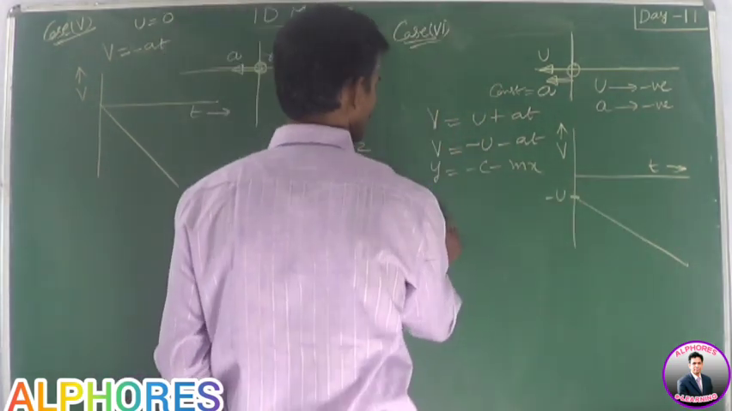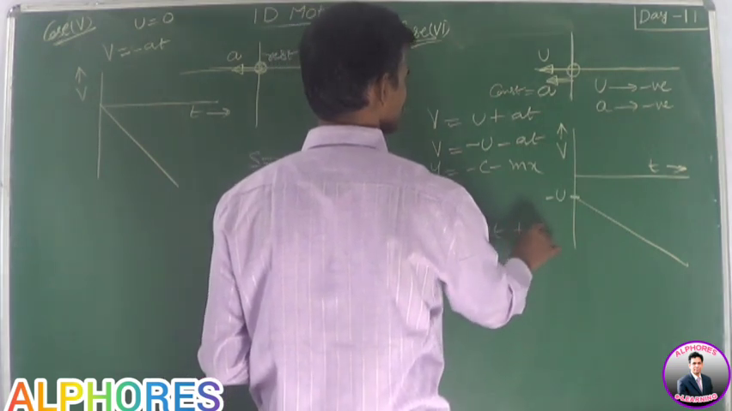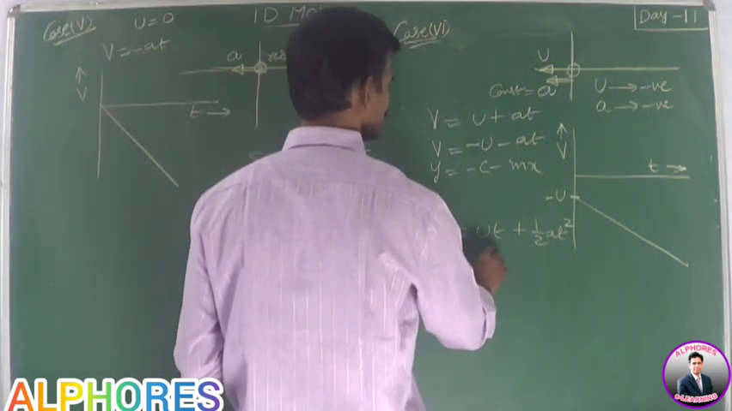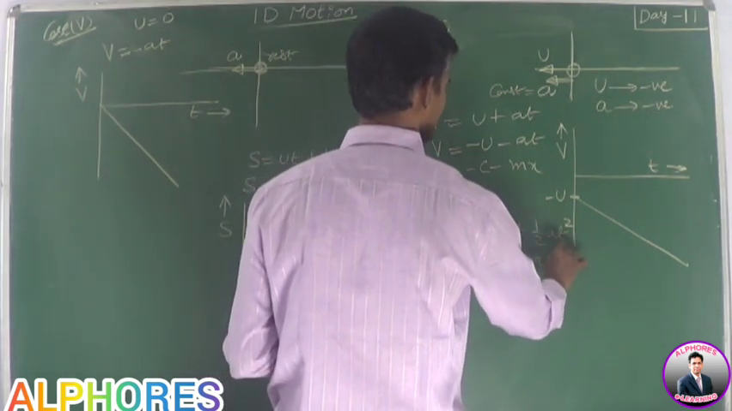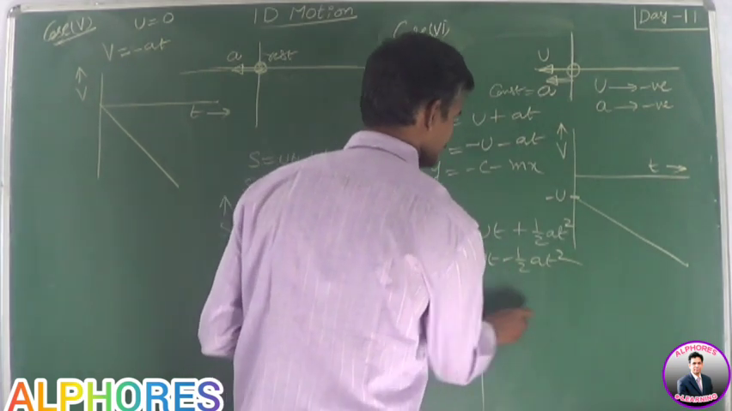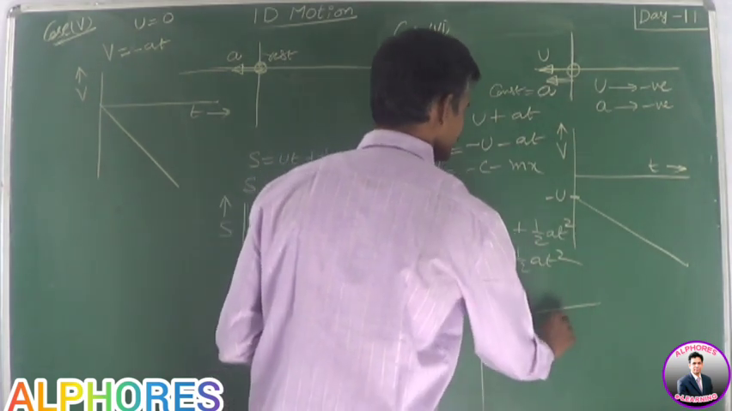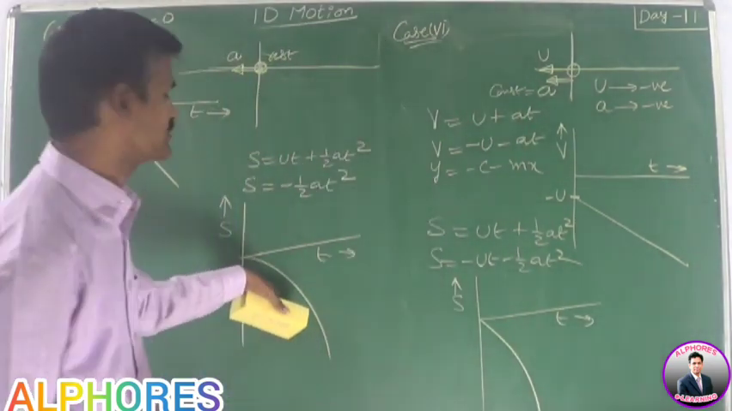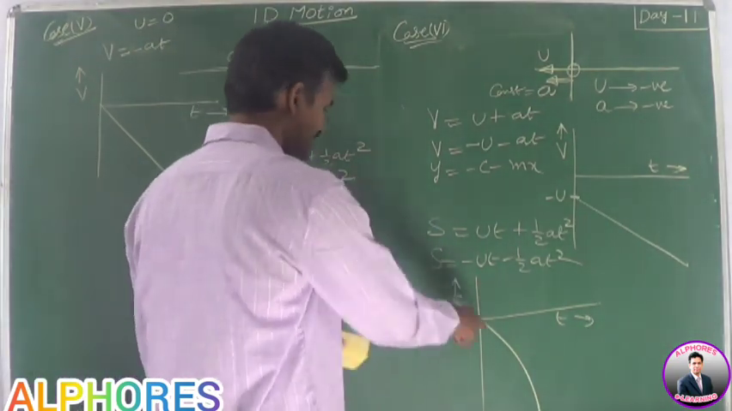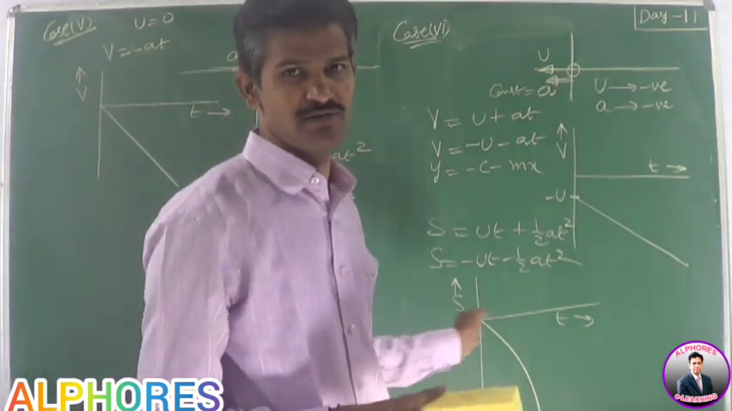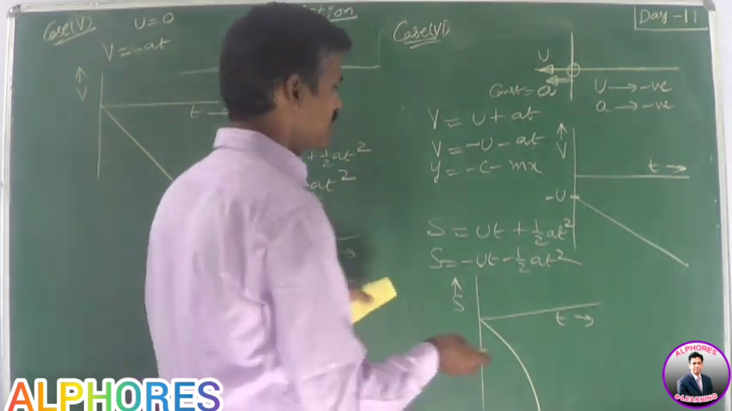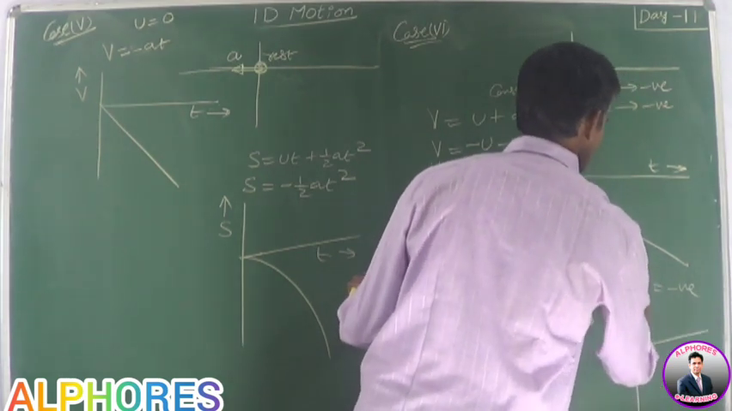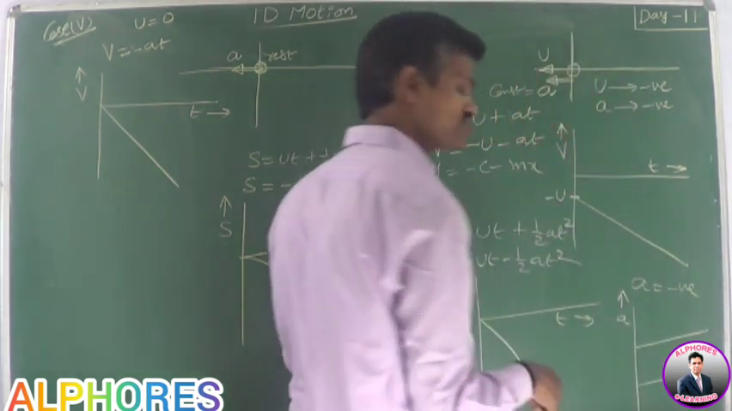Next, s is equal to ut plus half at square. How does it change? This s is minus ut minus half at square. This displacement time graph has more slope when compared to s is equal to minus half at square, but the graph nature is the same. Both are inverted parabolas. Okay. Next, what is our acceleration time graph? Acceleration is negative, so our acceleration time graph is a line with a negative slope, and it is constant.